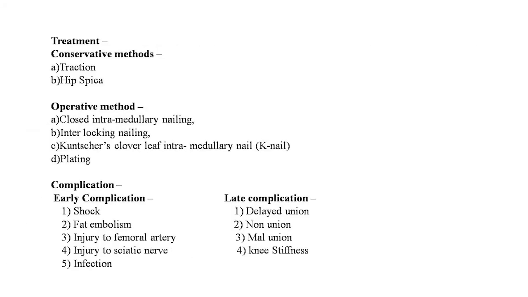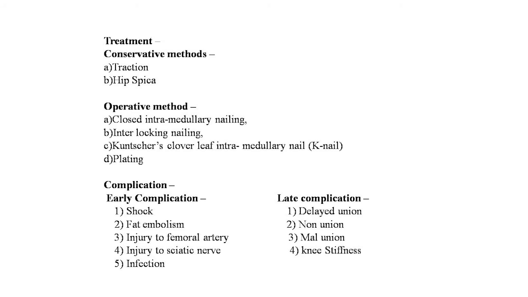femur. Now the treatment of the fracture of shaft of femur, that is the conservative method first, traction and hip spica. Operative methods are closed intramedullary nailing, interlocking nailing, Küntscher's clover leaf intramedullary nail, that is the K nail, plating. These are the operative methods in the fracture of the shaft of femur. Now the complications, early complications and late complications. Early complications are shock, fat embolism, injury to femoral artery, injury to the sciatic nerve and infection. Now the late complications: delayed union, non-union, malunion and knee stiffness.